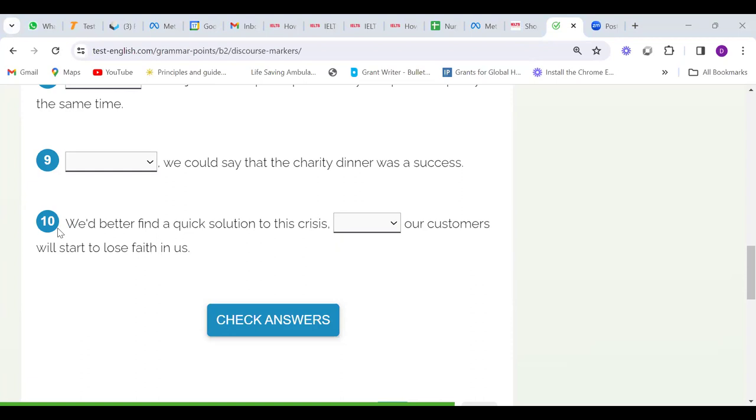Ten: We'd better find a quick solution to this crisis, dash, our customers will start to lose faith in us. Should it be after all, in fact, otherwise? Excellent. The answers are coming thick and fast.